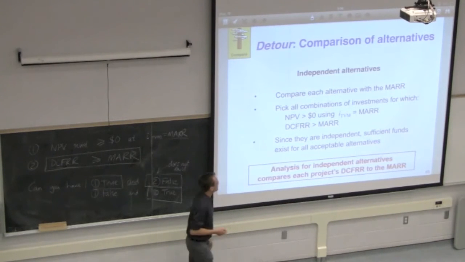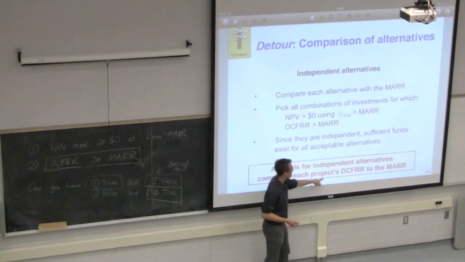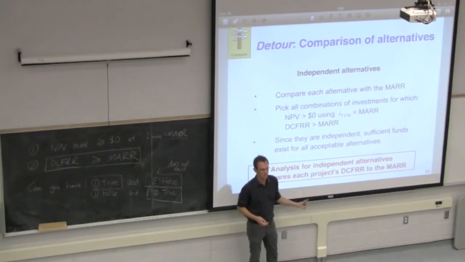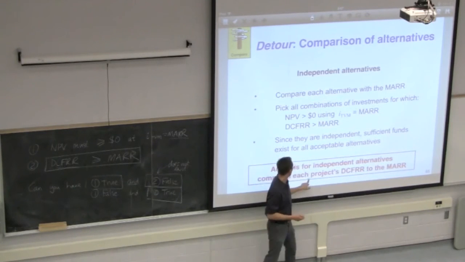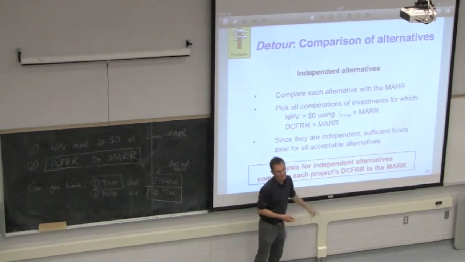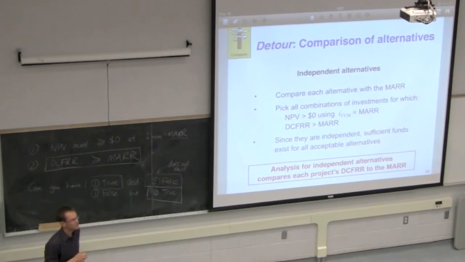So what companies will do is analysis for independent projects compares each project's DCFRR to the MARR. So just check your slides, in one iteration slide, I added those two words in. It compares each project's DCFRR relative to the MARR, and will pick all combinations of the investments that lead to a maximum NPV. So if I'm investing in project A and B, I will split my $1 million and give some to A, some to B, so that I get a maximum NPV.